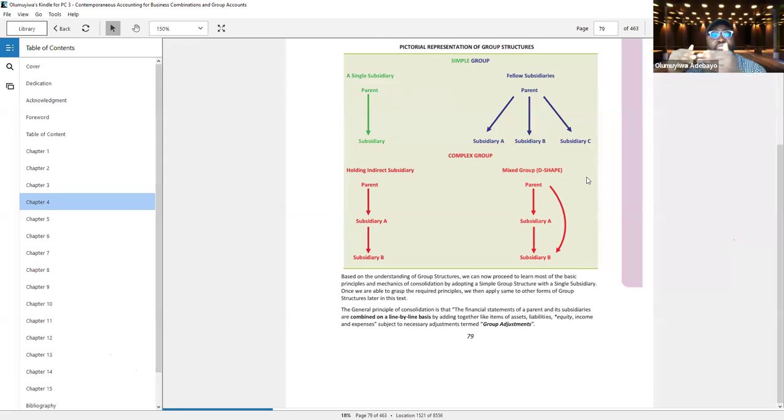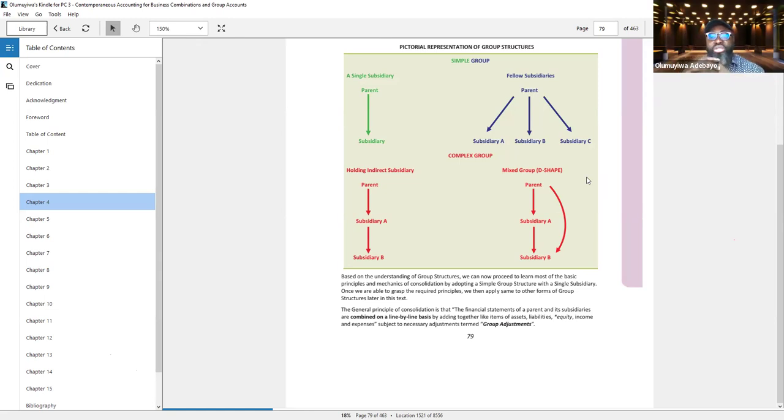But in another fashion, it's possible that a parent has more than a child, which means it will have two or more children. In that case, we have two or more subsidiaries, which means a parent has control over subsidiary A, subsidiary B, or extended to subsidiary C, D, E, and the likes. In that case, we will find such a group as a group of fellow subsidiaries. In that situation, each of those subsidiaries stands alone, but they have something in common, that they have a single parent, so we call them fellow subsidiaries of that parent entity.